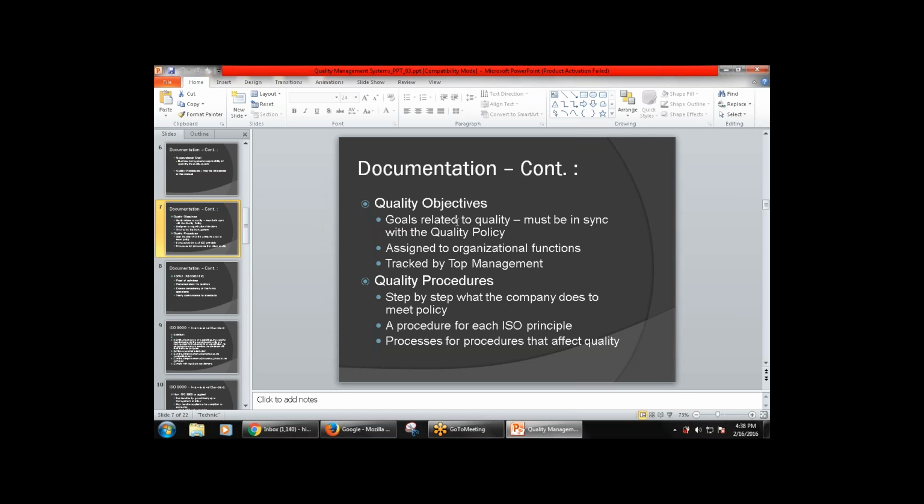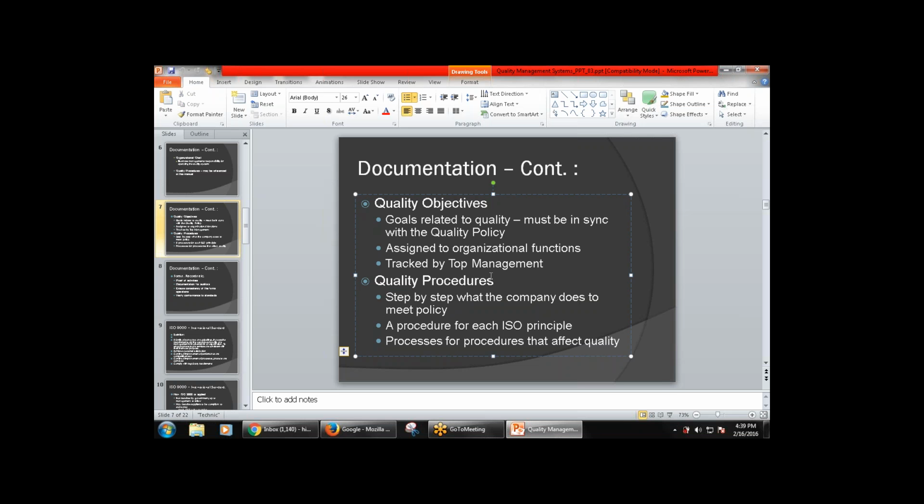Then there is a quality procedure. So these are the various quality objectives that are carried out with this one. These are the various quality procedures. That is step by step what the company does to meet the policy. That is, what are the various policies the company is using to meet the policies. That is a step by step procedure of what the company does to meet the policy. So whatever the policy that is carried out, what are the various steps, what is the various procedure by which the company does to meet the policy.